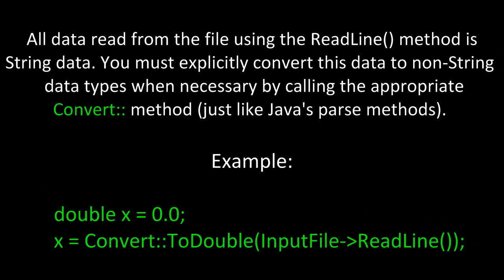All data read from the file using the readline method is string data. You must explicitly convert this data to non-string data types when necessary by calling the appropriate convert method, just like using Java's parse methods. For example, let's say we have a double called x. If I want to read data from the file and store it in the double called x with sequential file access, then I have to use the function convert to double, and in parentheses as a parameter I would pass an input file readline to read data from the file as string data and then convert it to a double so I can store it in x.